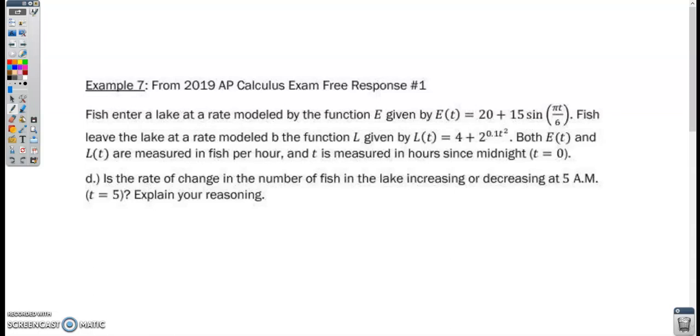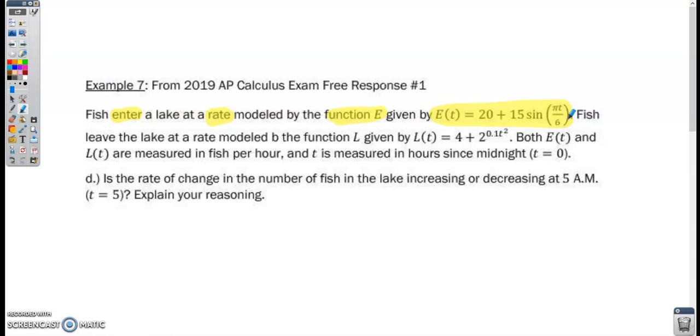Example 7, which comes from the 2019 AP Calculus exam. It was free response number 1, which means it's a calculator problem. Fish enter a lake at a rate modeled by this function. So this is the rate of entry, our function E. That is already the derivative, so to speak, of the total amount of fish entering the lake.